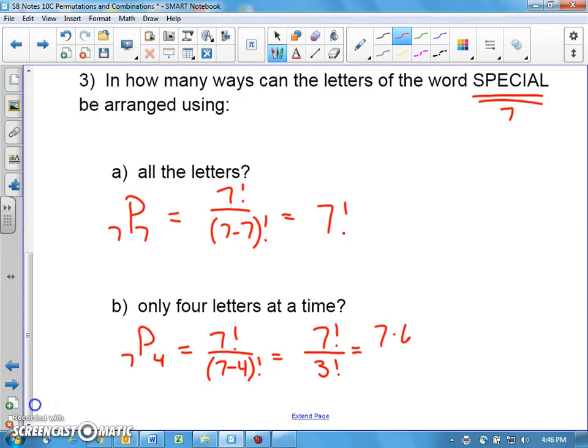This would be 7 times 6 times 5 times 4 times 3 factorial over 3 factorial, so that's going to cancel. Multiplying 7 times 6 times 5 times 4 would give us 840. Your calculator can also take care of this for you.